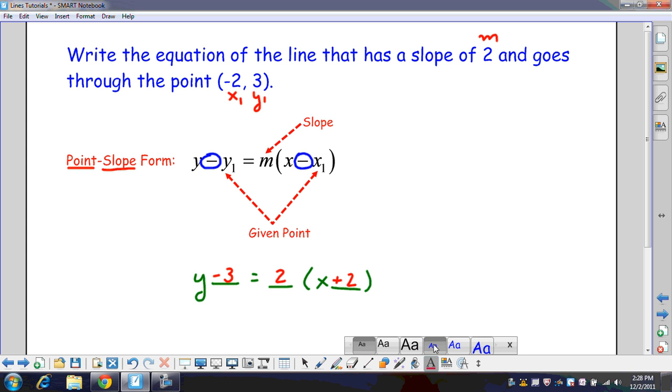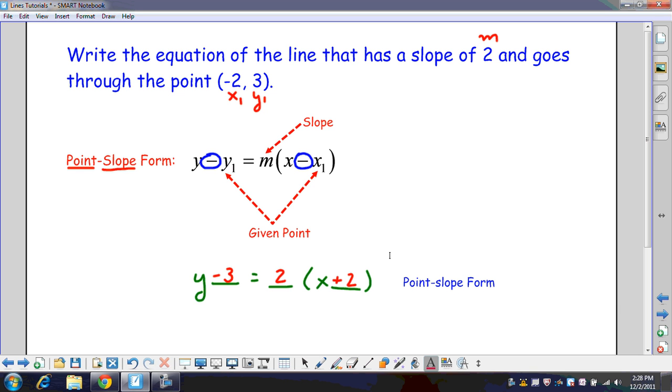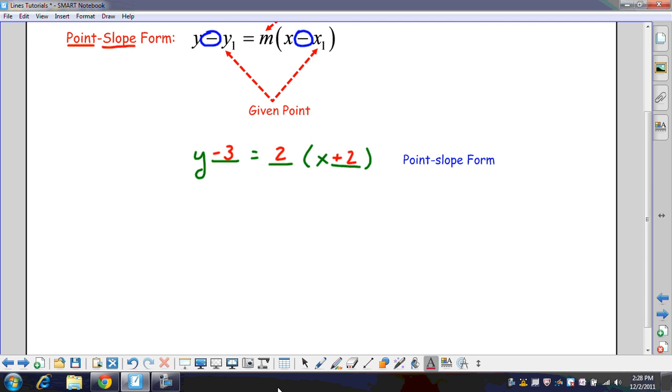So when we're going into point-slope form, we want to think about the opposite. So keep that in mind. Think opposite when you're putting in the x and the y. Now, if you're only being asked to do point-slope form, you're done. So let me write off to the side here. This is point-slope form.